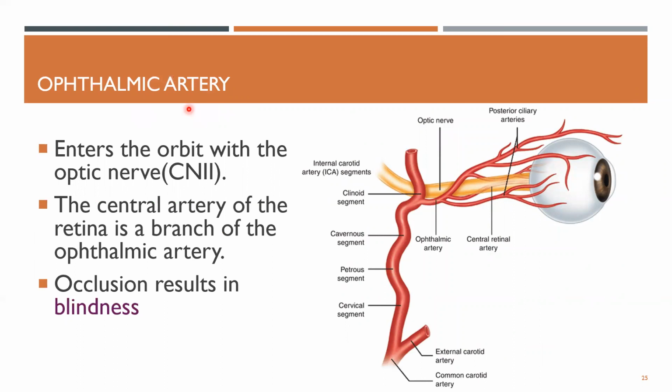Your ophthalmic artery, which is a branch of your internal carotid artery, is this one. It enters the orbit. When you say orbit, it's the space where your eyeballs are located. Okay? So it enters the orbit with the optic nerve, cranial nerve number 2. The central artery of the retina is a branch of your ophthalmic artery, the central retinal artery. Okay? And then when there is occlusion, it results in blindness.